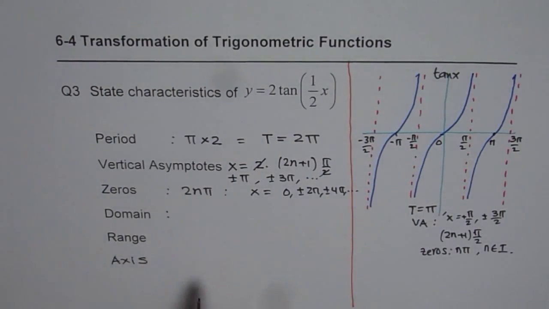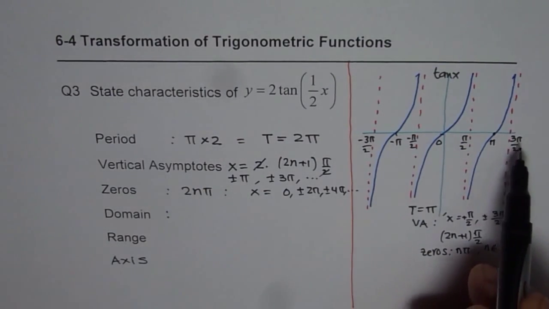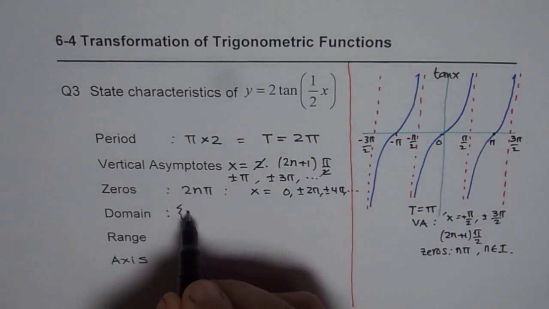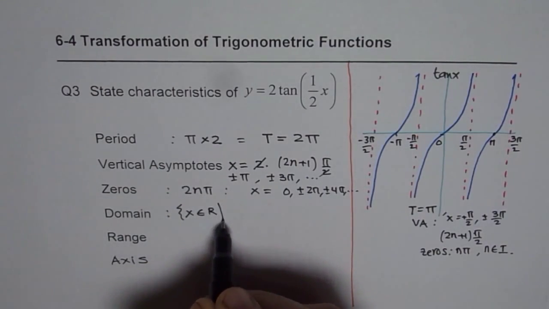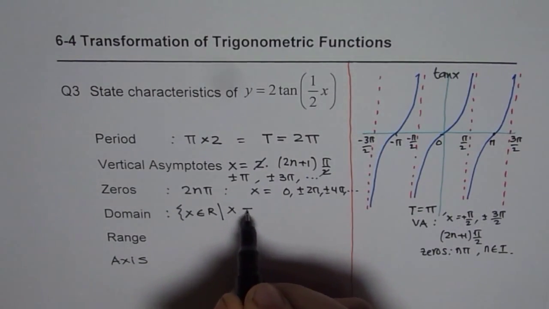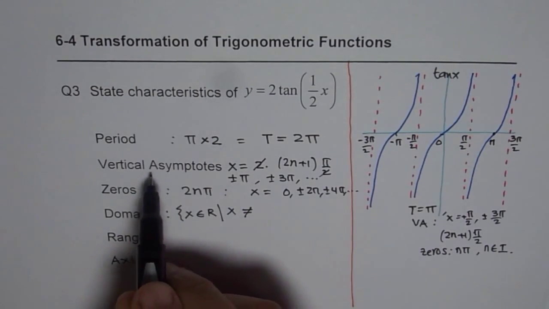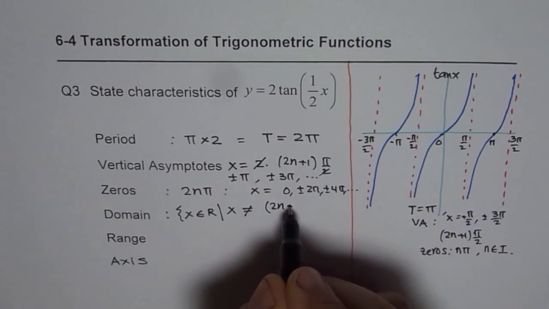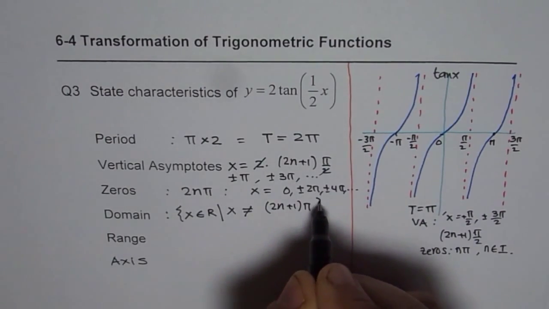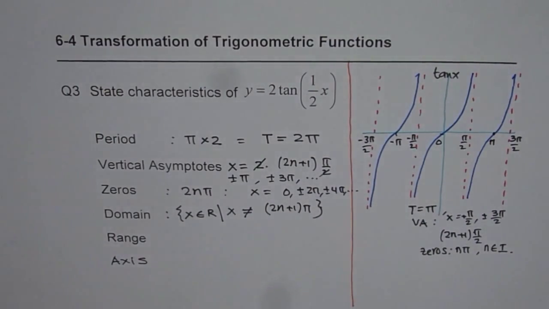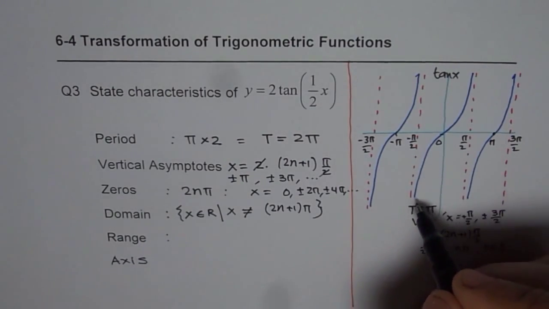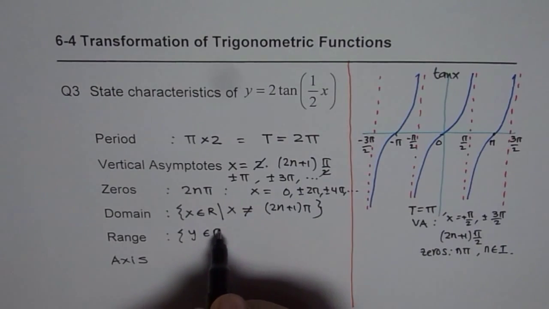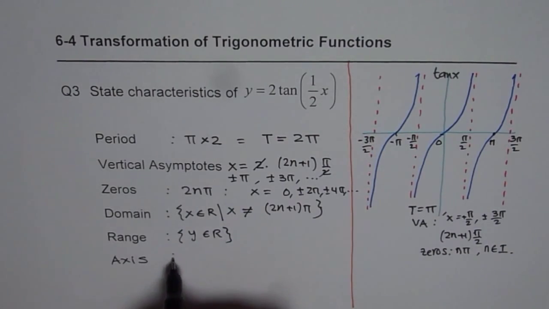Now domain for this function is that it should include everything except for the vertical asymptotes. So we can say domain is x belongs to real numbers where x is not equal to the position of vertical asymptotes, which is 2n plus 1 times pi. Do you see that? So that is how domain is changed. But the range, you can see, is from negative infinity to positive infinity. So y belongs to real numbers.